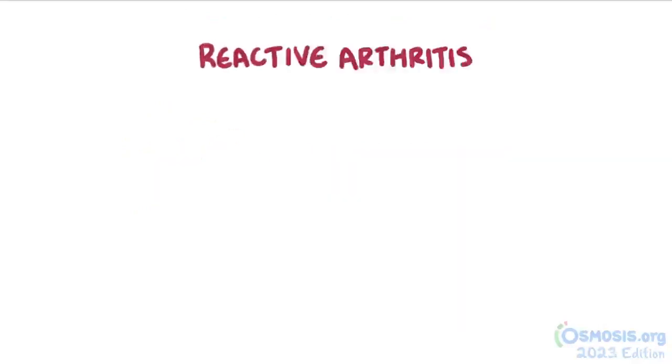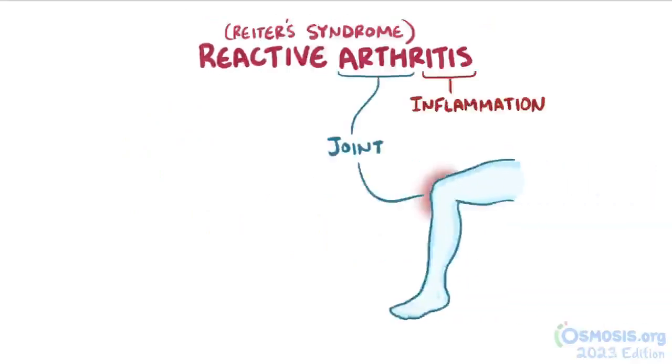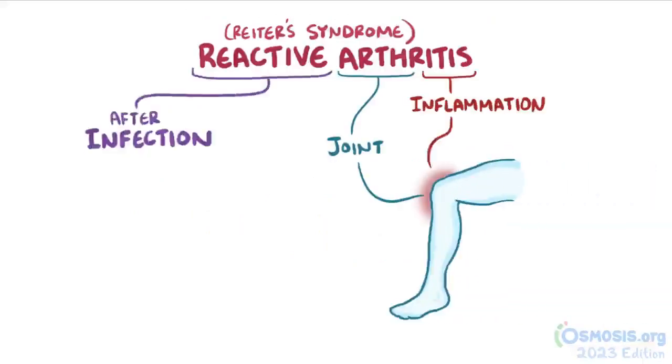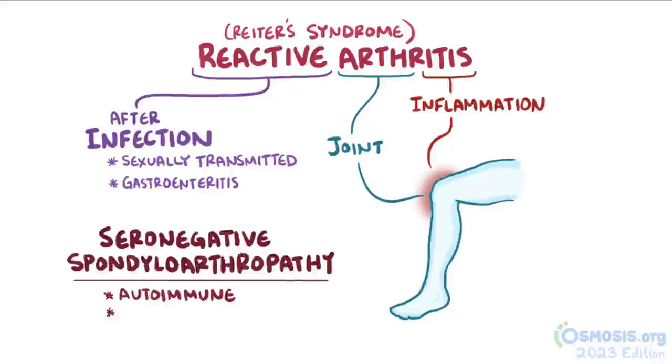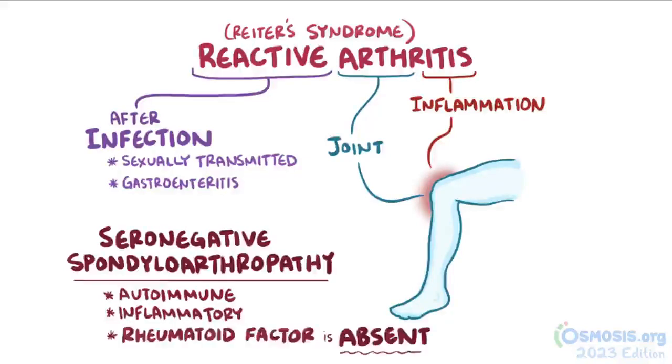Reactive arthritis, formerly known as Reiter syndrome, is inflammation of a joint which usually develops after an infection, and that infection is typically a sexually transmitted disease or gastroenteritis. Reactive arthritis is part of a group of diseases called seronegative spondyloarthropathies. Spondyloarthropathies are autoimmune, inflammatory joint diseases, and they're seronegative, which refers to the fact that an autoantibody called rheumatoid factor is absent from the blood.